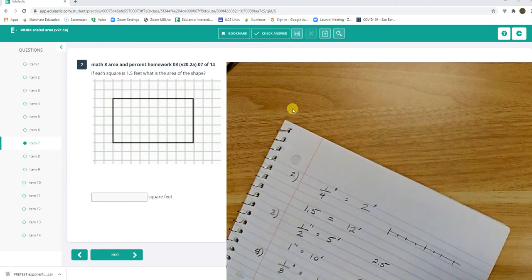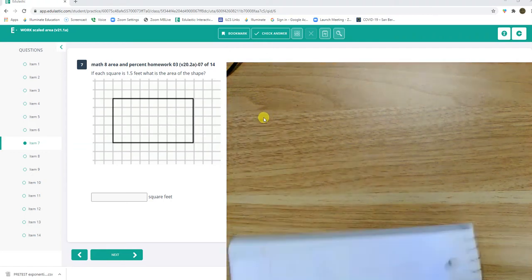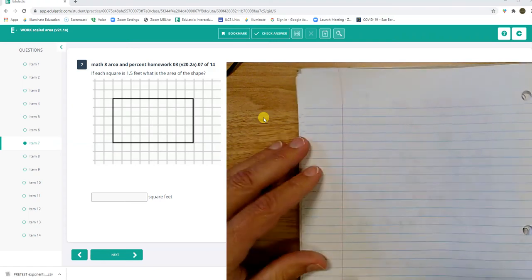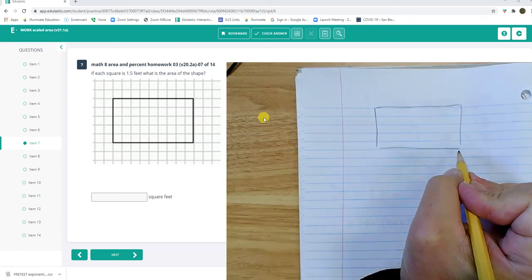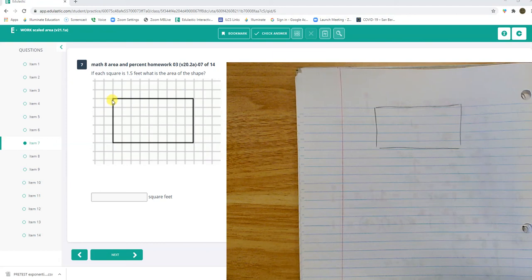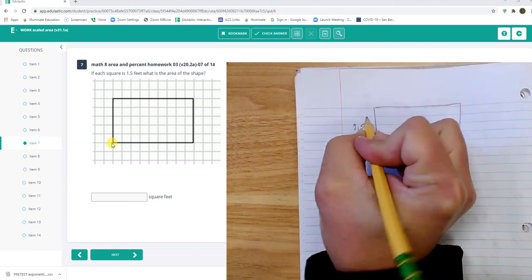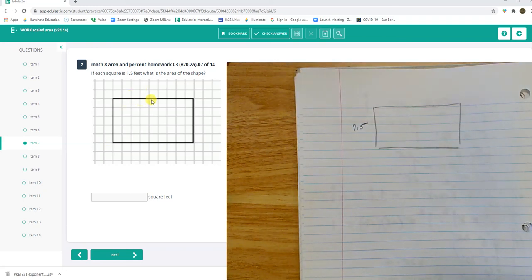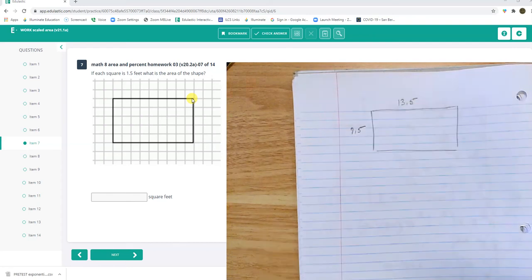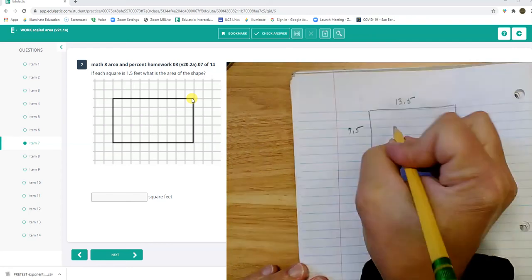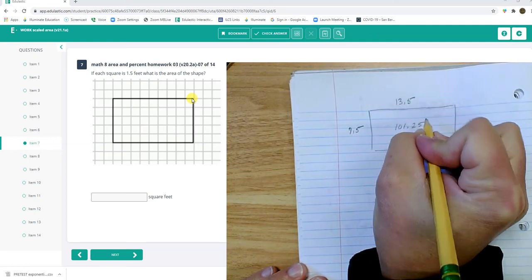Okay, it said to draw the figures, so I will be drawing the figures for this. And it's telling me that each square is 1.5 feet. So I come over here, 1.5, 1.5, 1.5, so that's 5 times 1.5. That gives me 7.5. And how many squares is this? 1, 2, 3, 4, 5, 6, 7, 8, 9 squares. So 1.5 times 9. Multiply those two numbers, it gives me 101.25. That was question number 7.